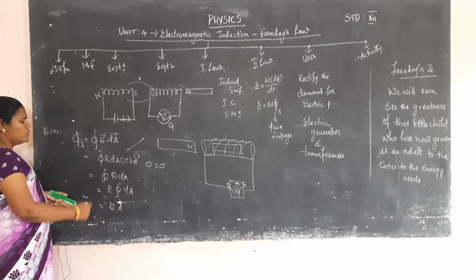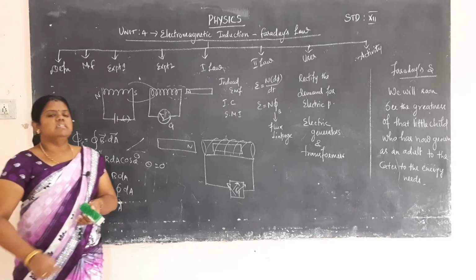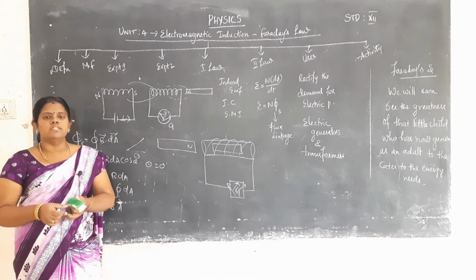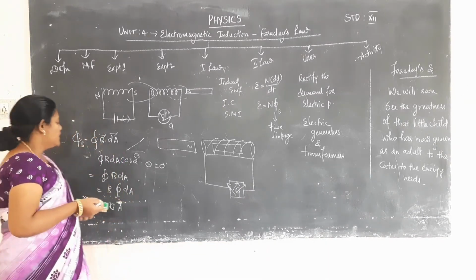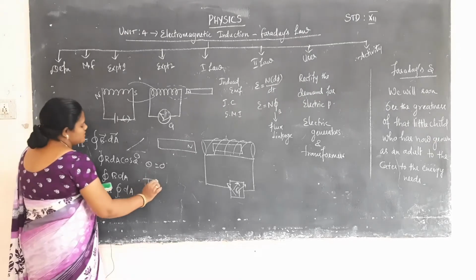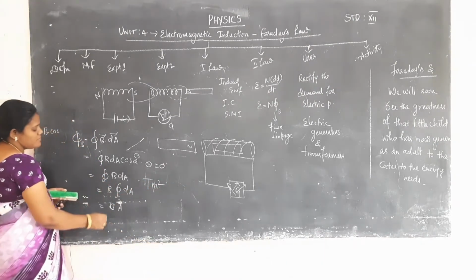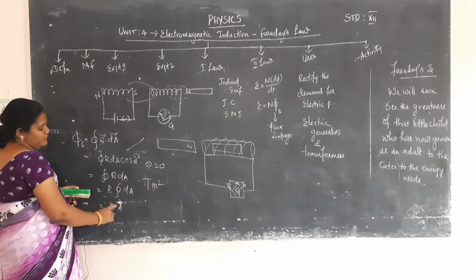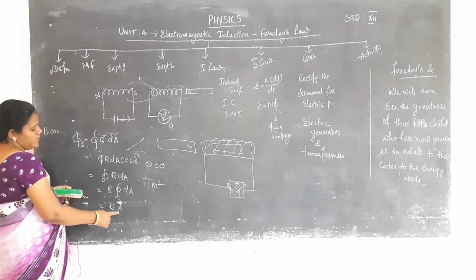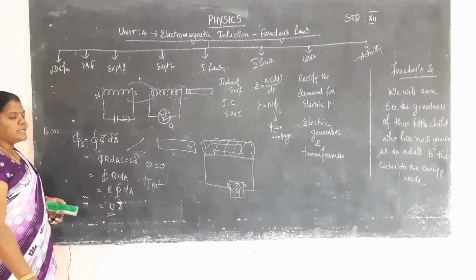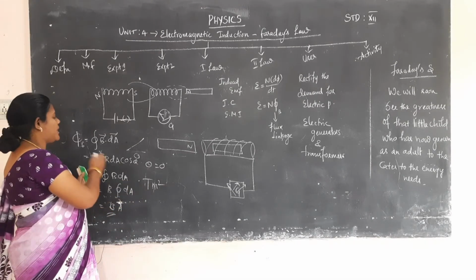What is the unit of magnetic flux? It is the Weber, and another unit is Tesla meter square, because the magnetic induction or magnetic field strength is in Tesla and the area is in meter square. So Tesla meter square is the unit for magnetic flux.